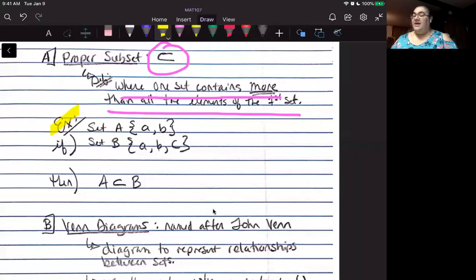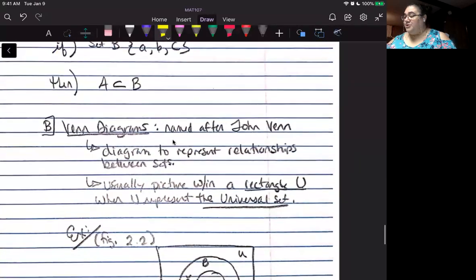Here's set A, it contains a and b. Here is set B, it contains a, b, and c. Therefore, A is a proper subset of B because all the elements of A are contained in set B, even though set B also has these extra elements. Now, let's talk about Venn diagrams, which I'm sure you've seen.